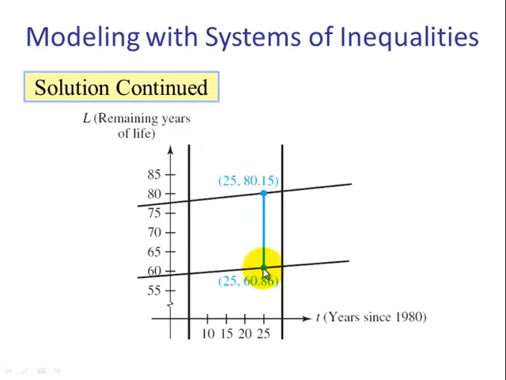So here we have T(t), so when we substitute 25 in, we get back 60.86, and for B(t), when we substitute 25 we get back 80.15. So this is the prediction when t is 25, or in 2005.